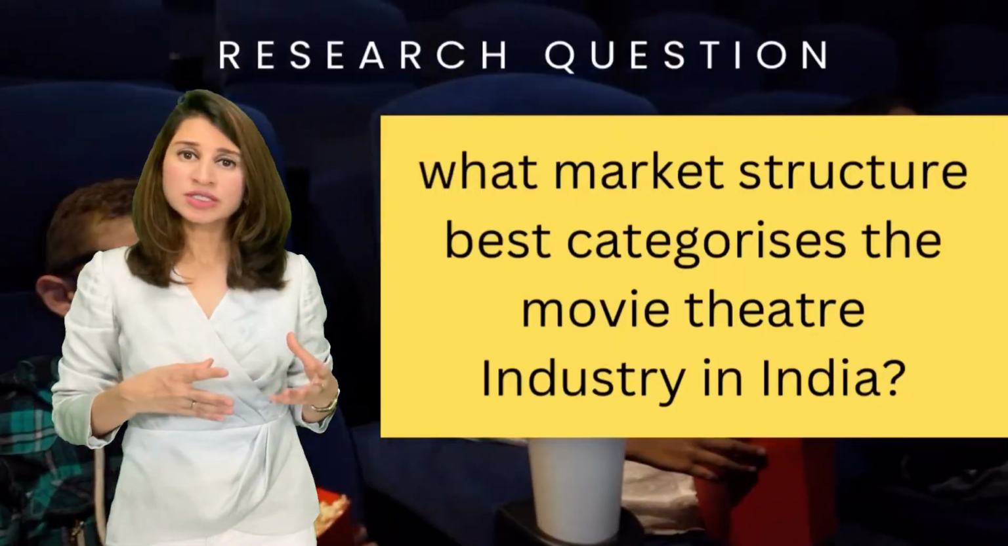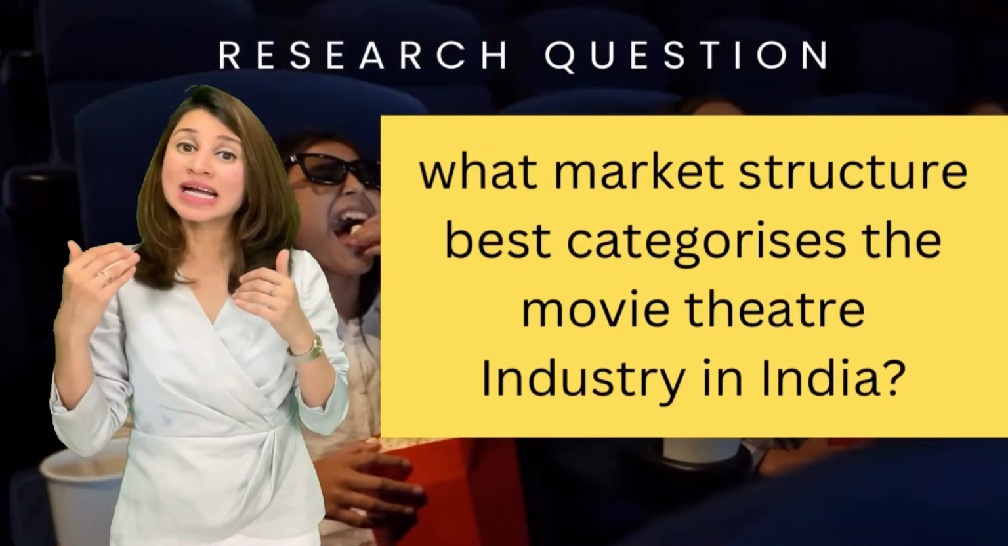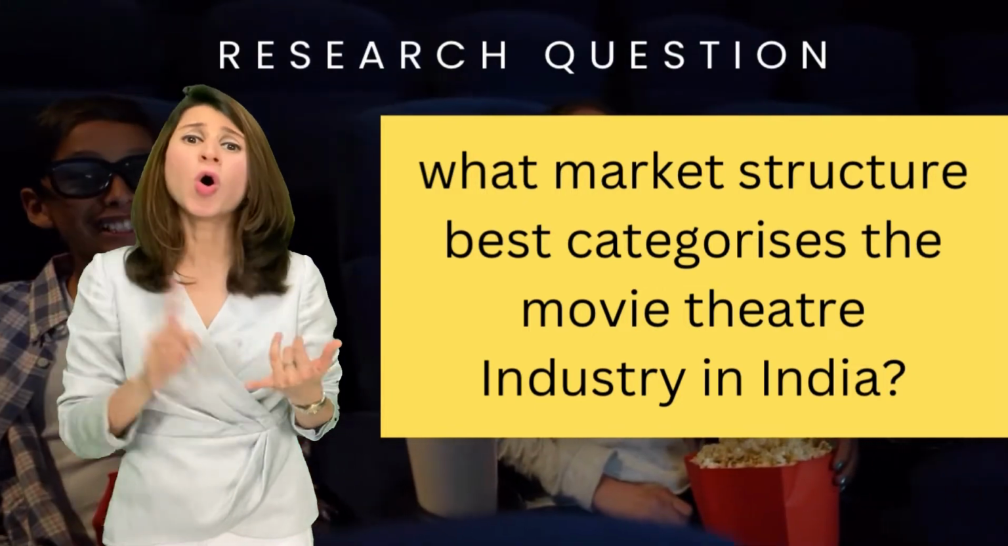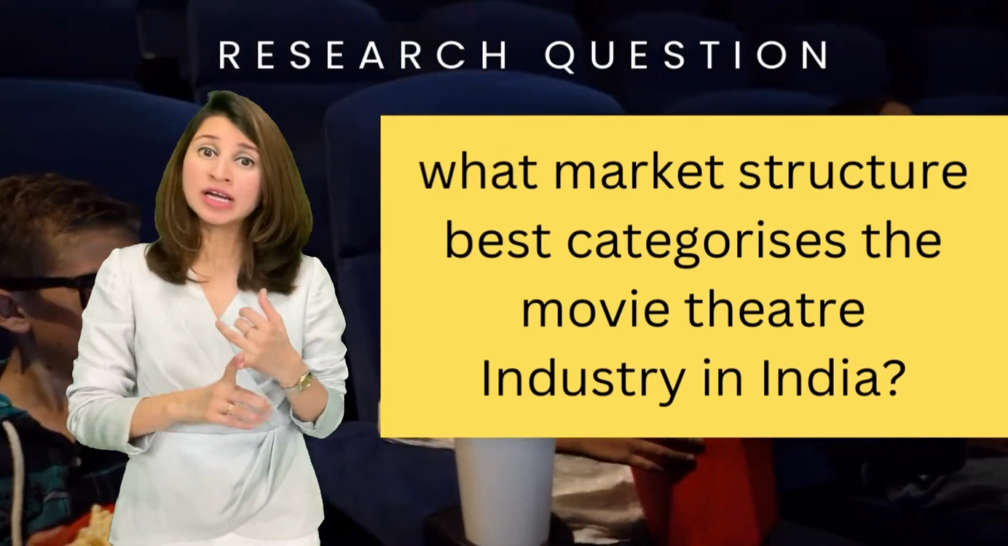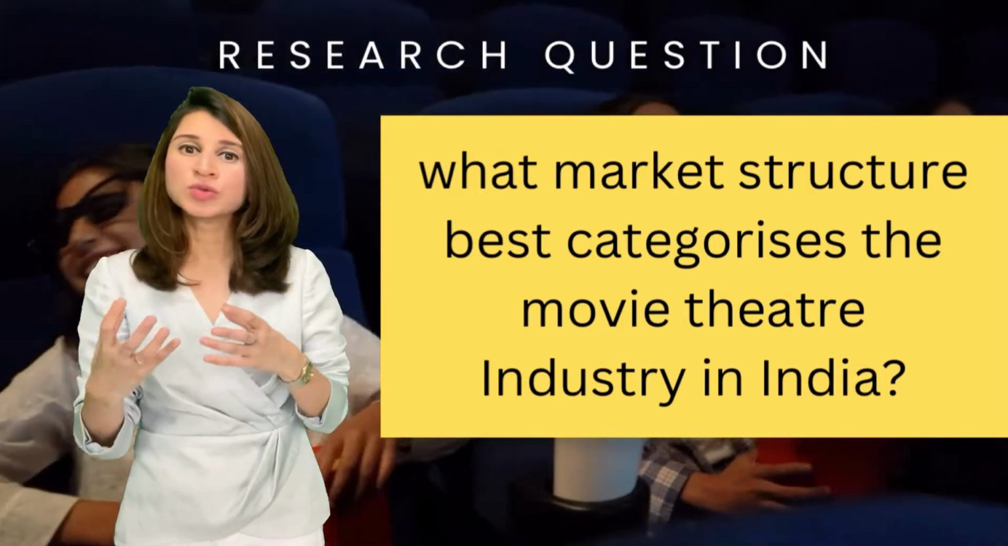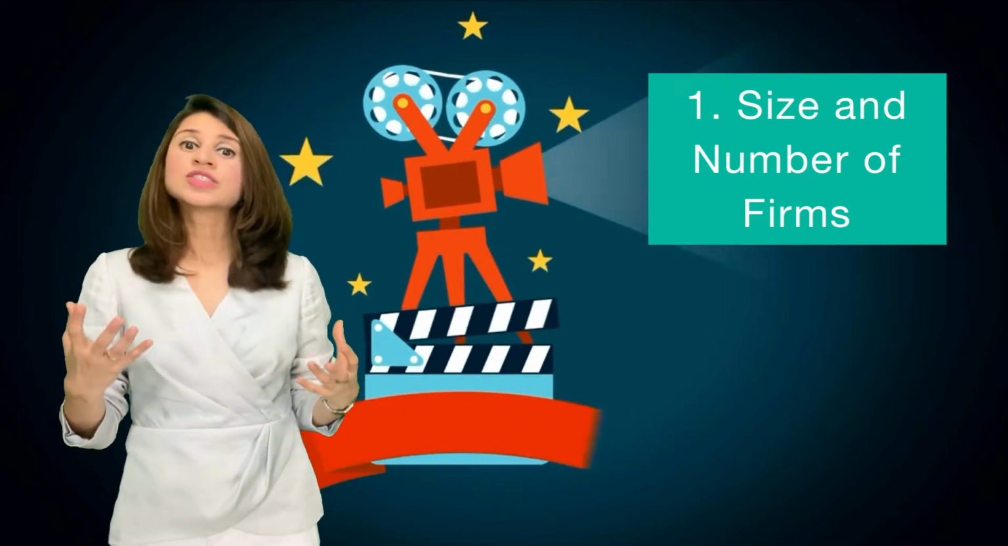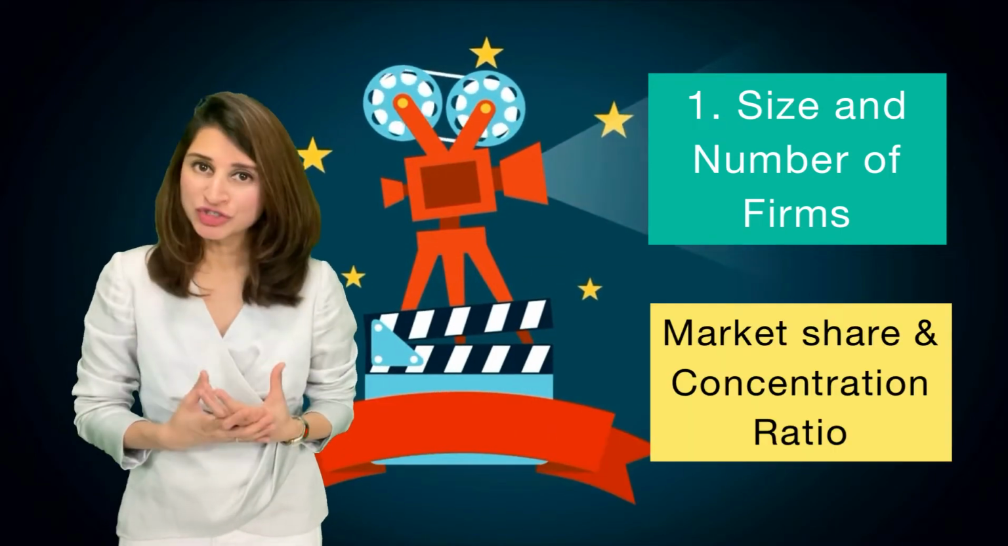Meaning, if your question is, what market structure best categorizes the movie theatre industry in India, you could use all the data you have collected so far to check what market structure best suits the industry. Examples could be: analyze 1, the size and number of firms. For the size, you could find the market share and concentration ratio.